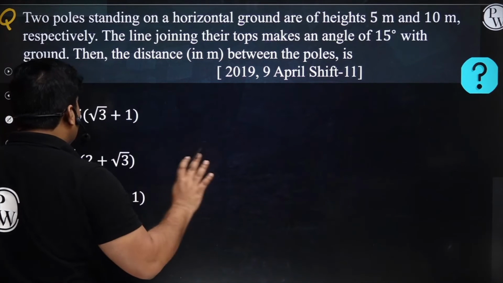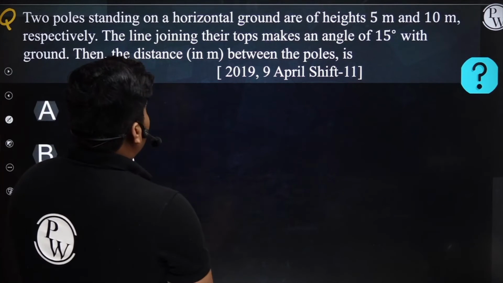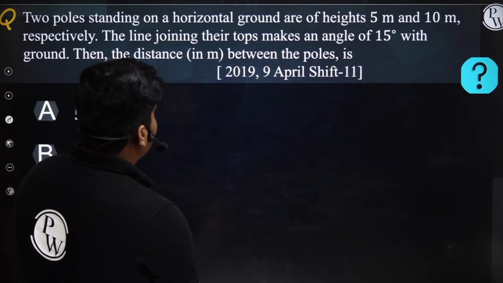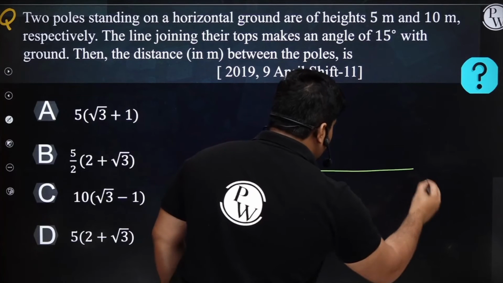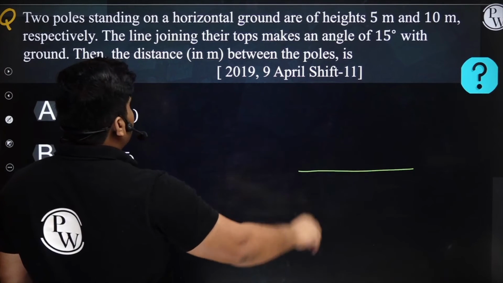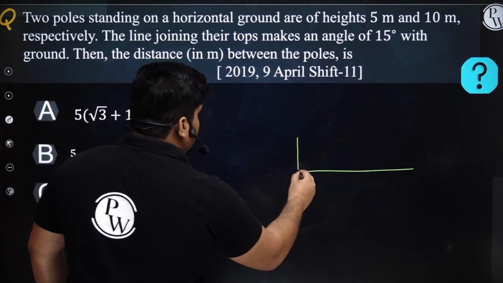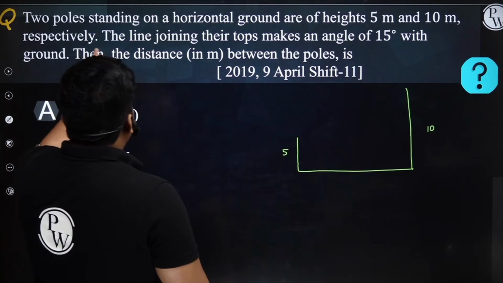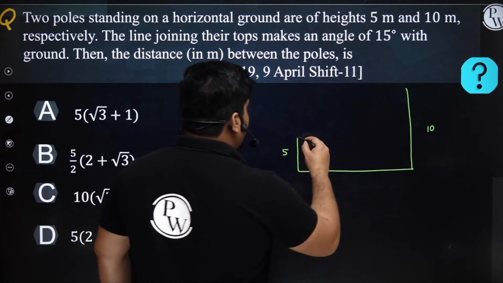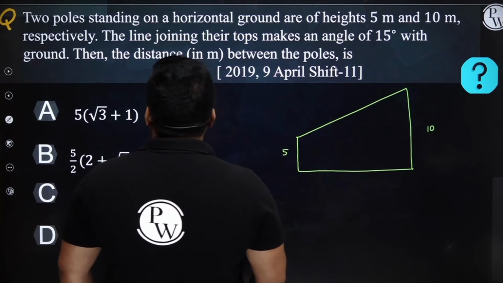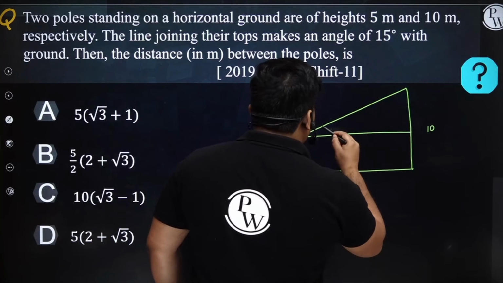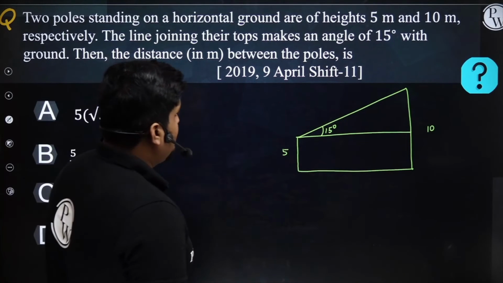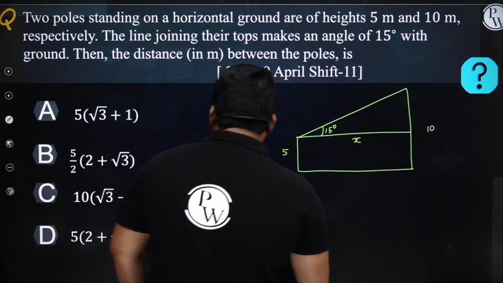If it is similar, guys, I am going to leave it. Two poles standing on a horizontal ground are of heights 5 and 10. The line joining their tops makes an angle of 15 degrees with the ground. Then the distance between the poles is. This looks something different. This is 5 and the other one is 10. The angle is 15 degrees. They want us to find x here.